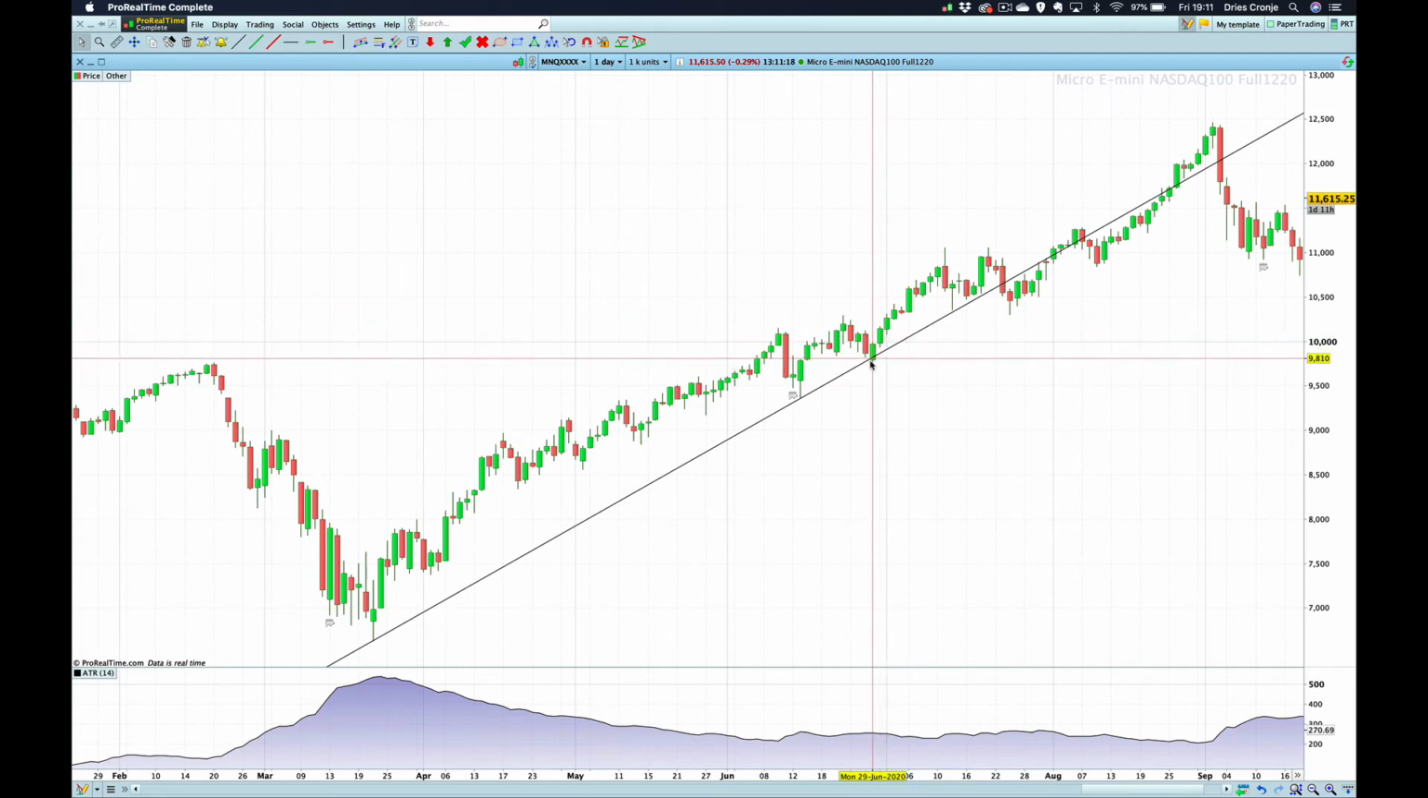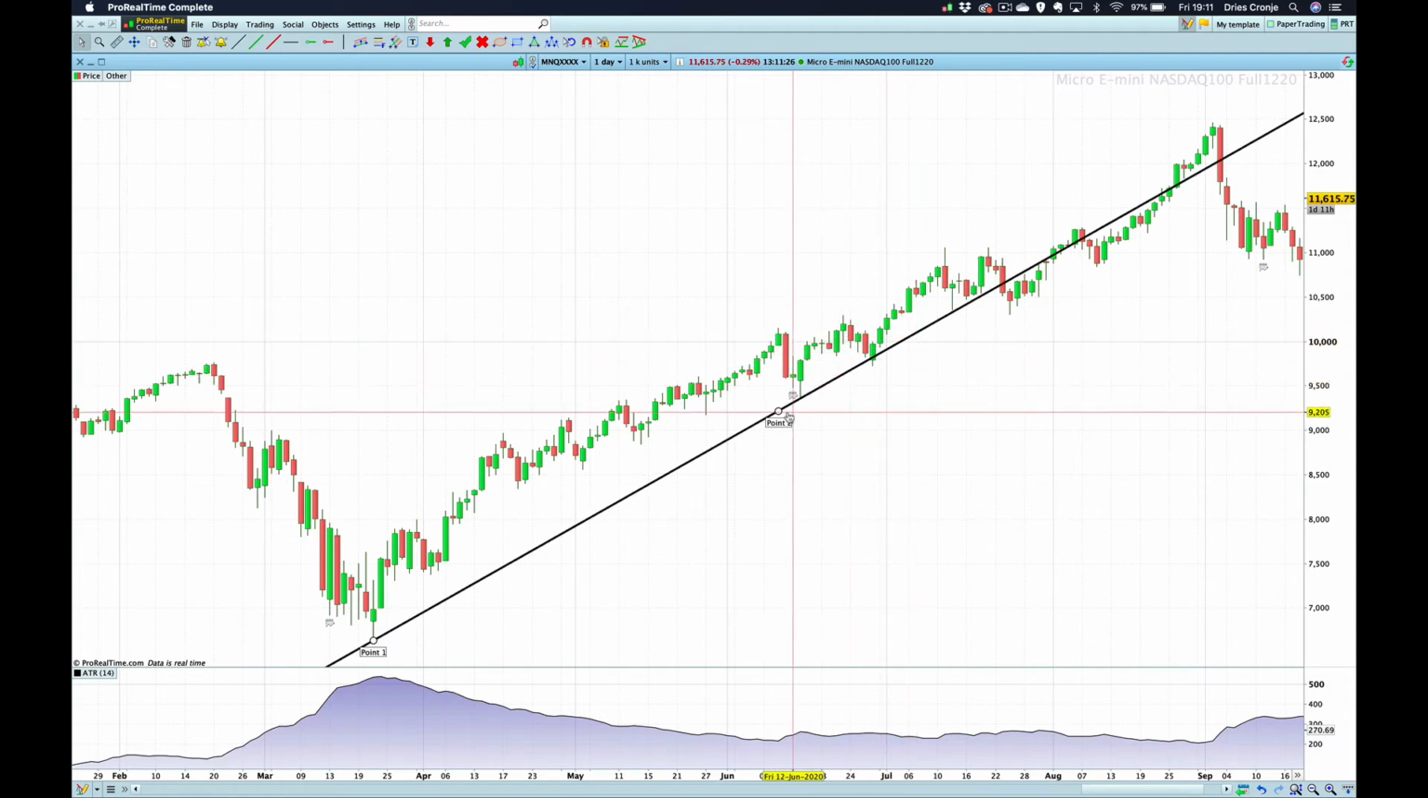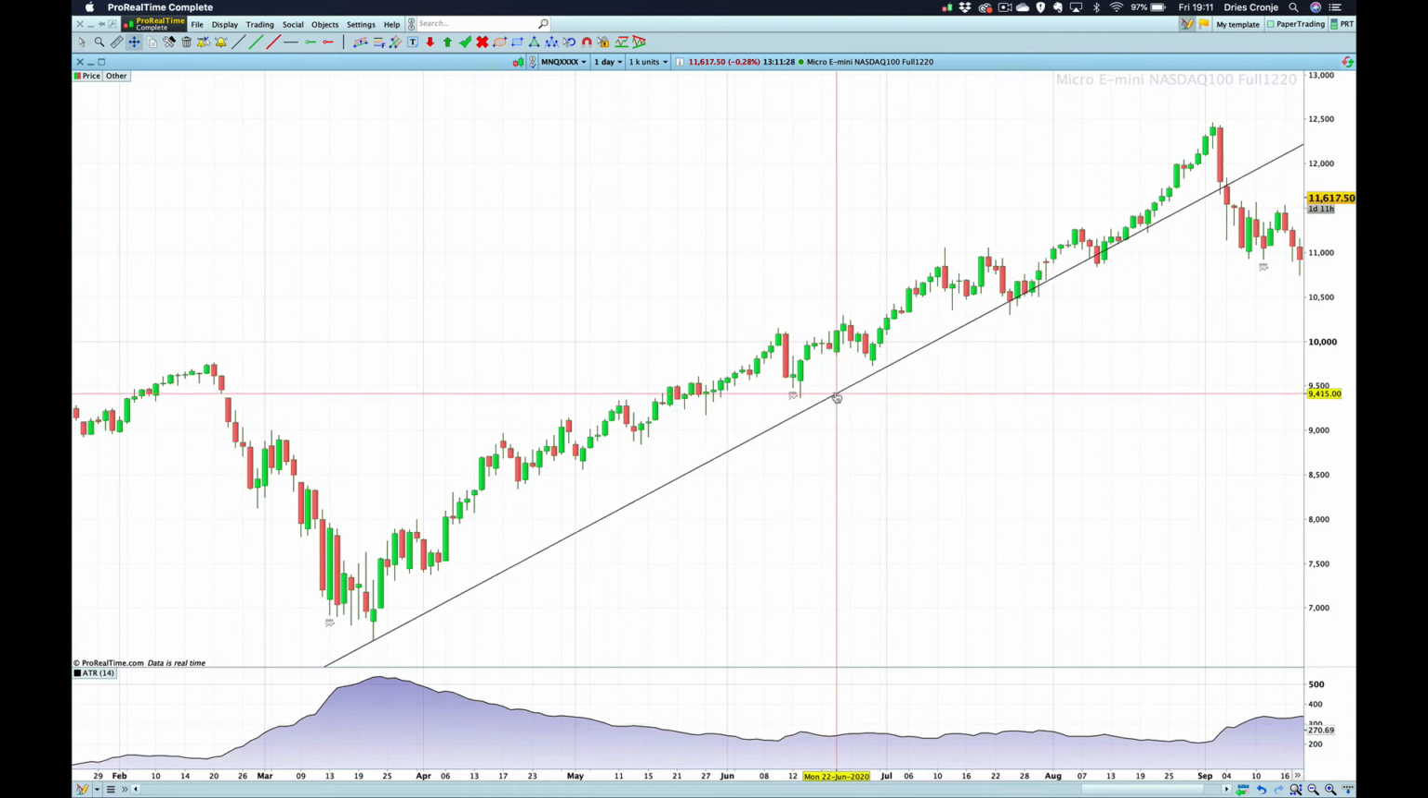So that is an open that's on the, not a close on the other side of the candle, a close on the other side of the line. And that is an open that's on the other side of the line. So it's not really a break there. Then you get new highs.